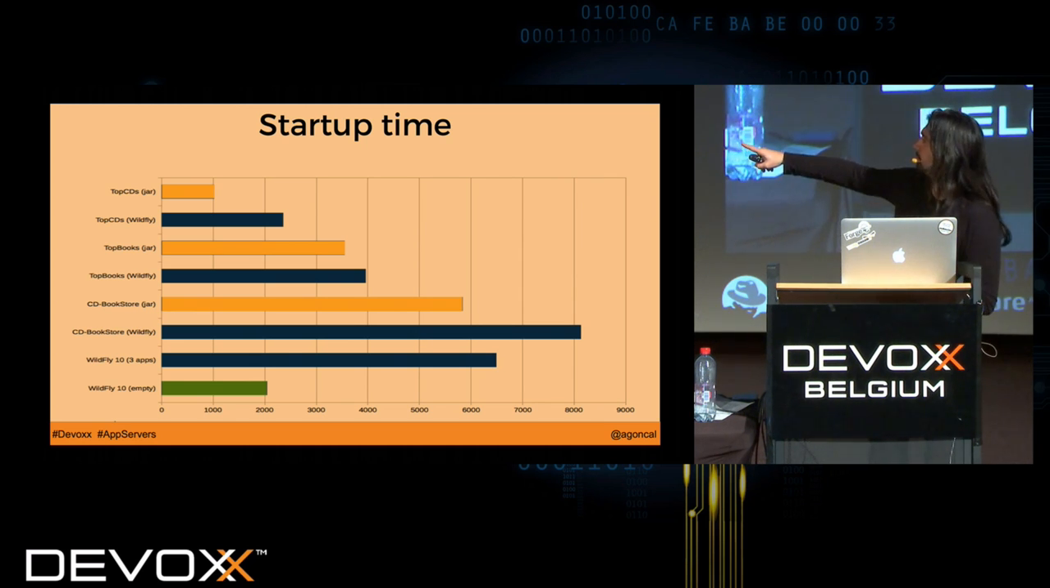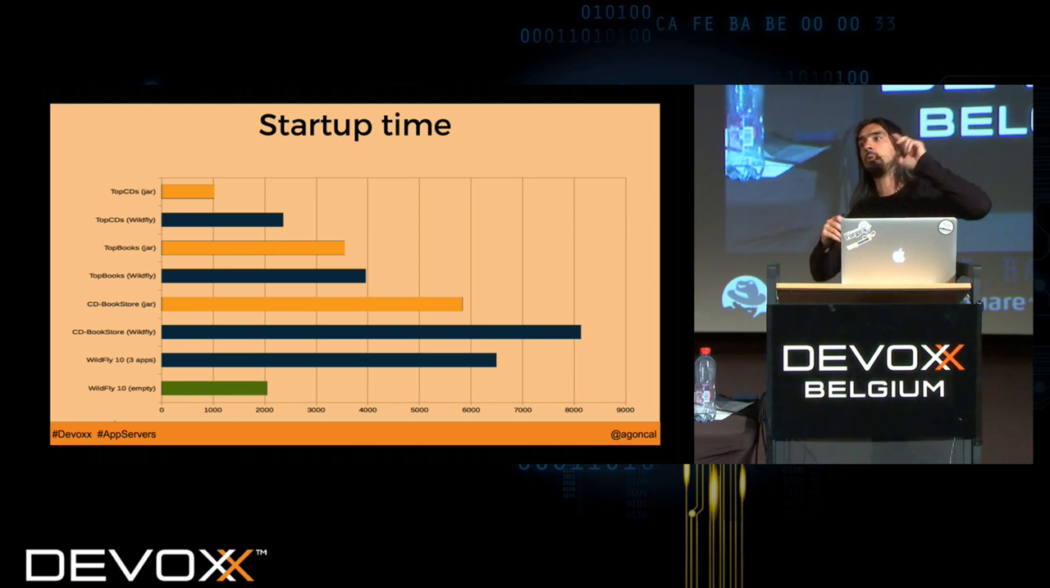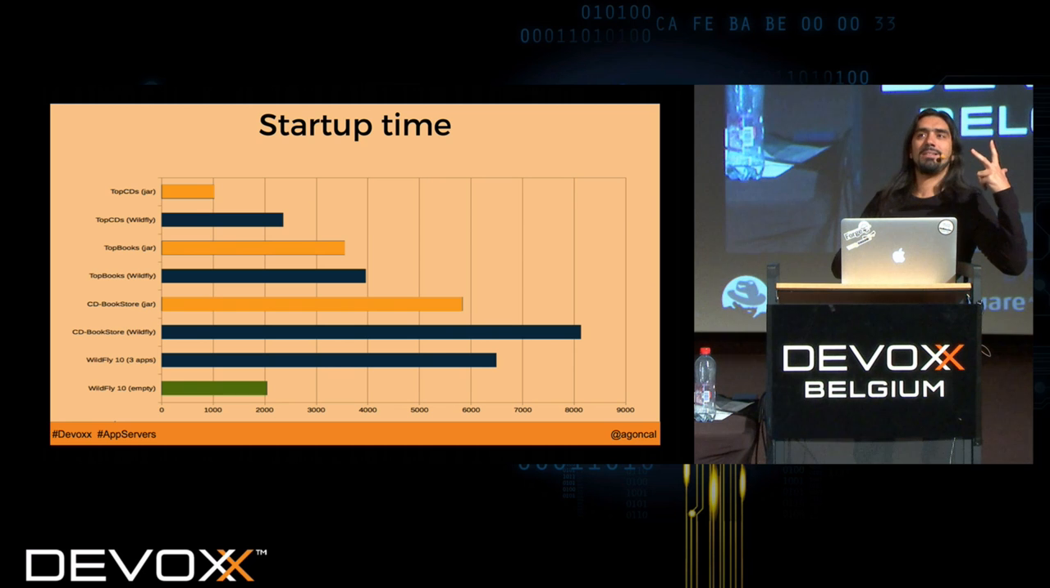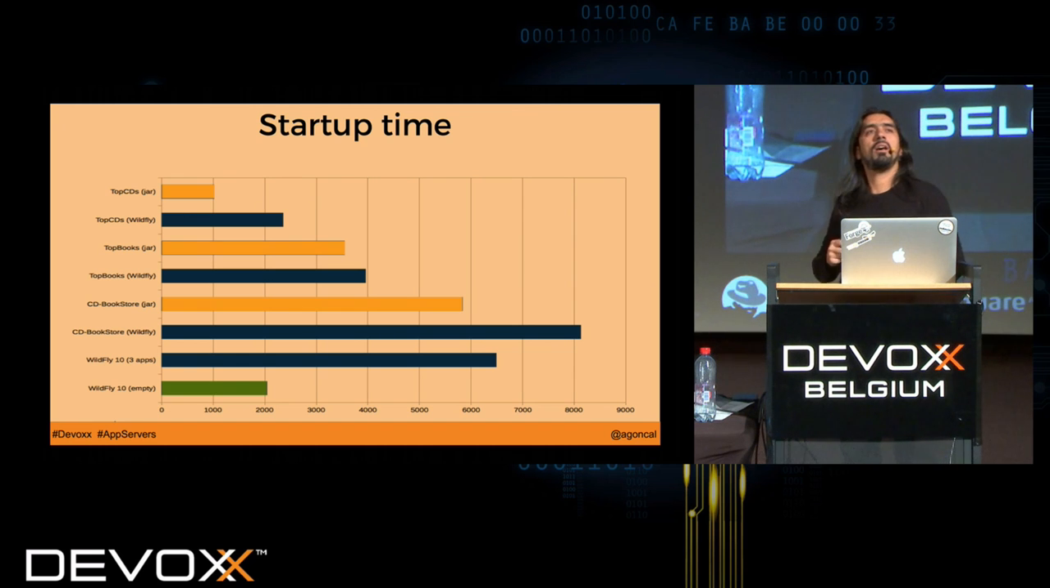But look at the blue bar called WildFly 10.3 apps. That's what I've done, deploying the 3 WAR files into 1 WildFly. And this is funny. Here I'm saying that I've deployed the 3 WARs and WildFly, JBoss, boots faster than just with the CD bookstore. So I did that a few times and I wasn't sure about these metrics. So I contacted my friends at Red Hat and I said, how come starting up a WildFly with 3 web apps is faster than only 1?